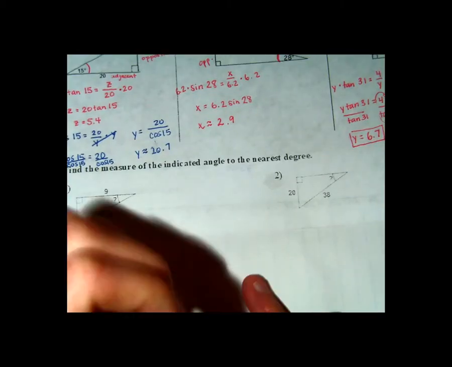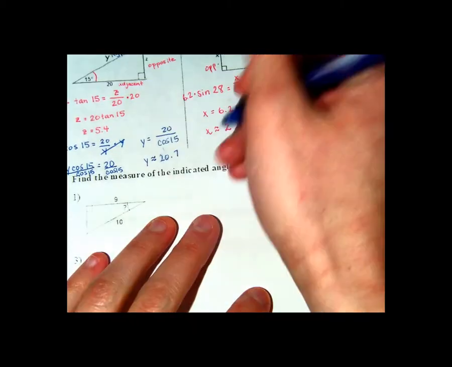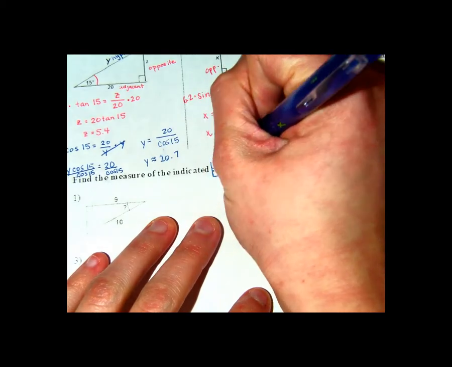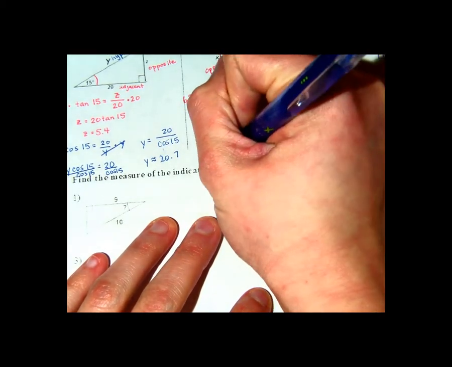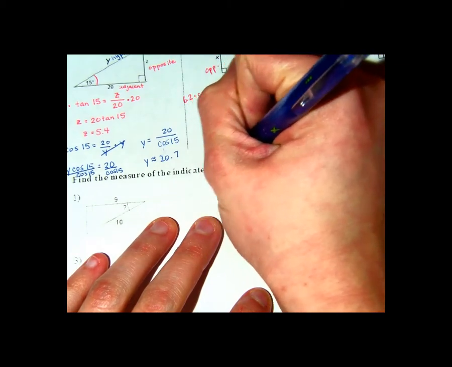So make a nice little note here. This is find the measure of the angle. Angle measure. And it says to the nearest degree, so that means we're not going to even have a decimal. We're just going to round it up or down to the nearest degree. You know what I mean. Either round down or round up or leave it the same.